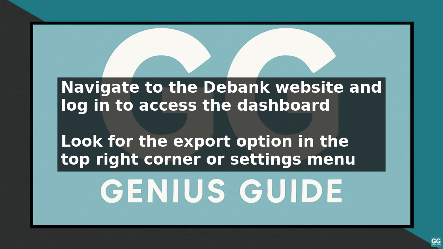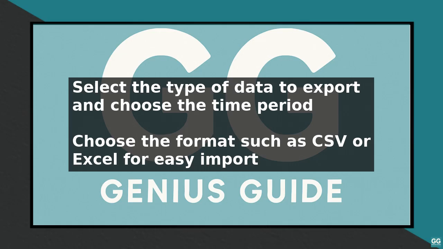Excel. CSV is a common format that can be easily imported into spreadsheet software like Google Sheets or Microsoft Excel. Choose the format that best suits your needs and click the Export button. Debank will then generate a file containing your historical data, which you can download and save to your computer. Depending on the size of the file, this may take a few seconds or minutes.